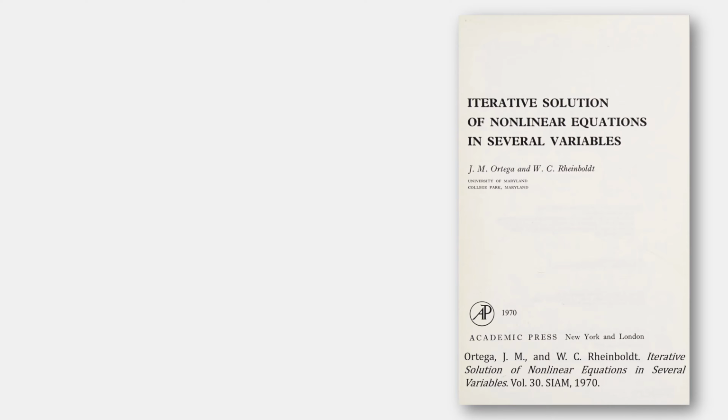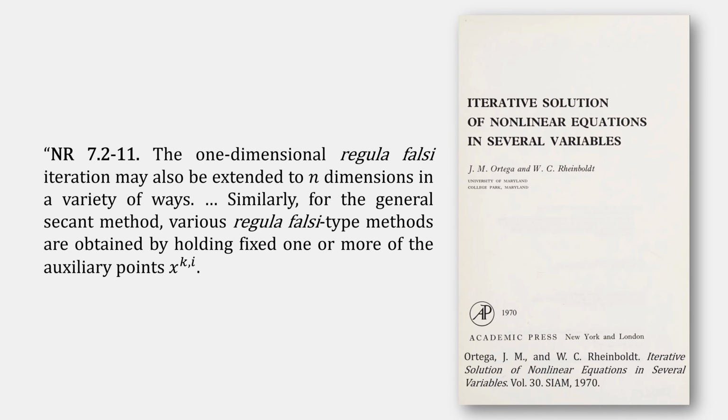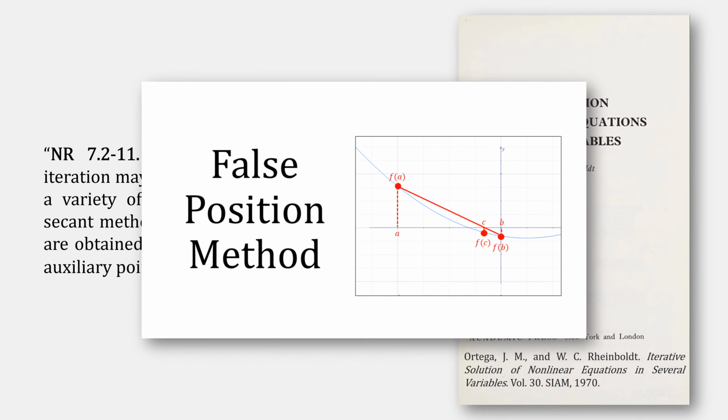Ortega and Rheinboldt leave one more remark in their notes and remarks section, stating that for generalized secant method, various regula falsi type methods are obtained by holding fixed one or more of the auxiliary points. Essentially, you can make a generalized version of false position method from any secant method. For more about false position method, aka regula falsi, check out my earlier video.